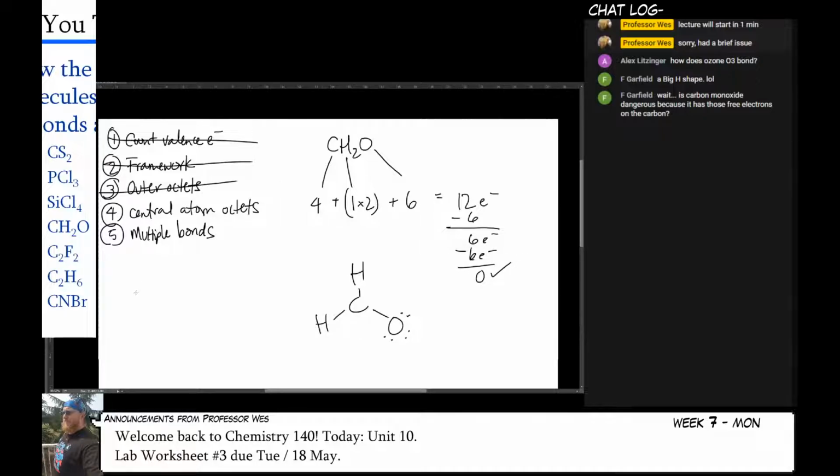Central atom, I don't have an octet for carbon. I only have 6 electrons here. So I need to make multiple bonds. And there you go. That's the structure. Formaldehyde is just a carbon double bonded to an oxygen with 2 hydrogens sticking off of it.